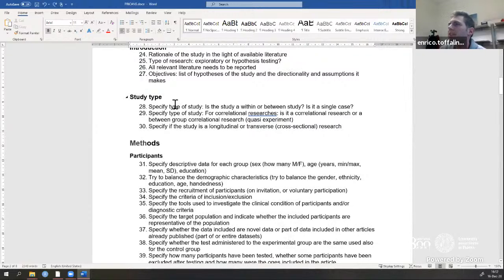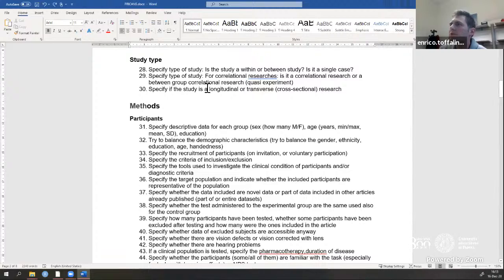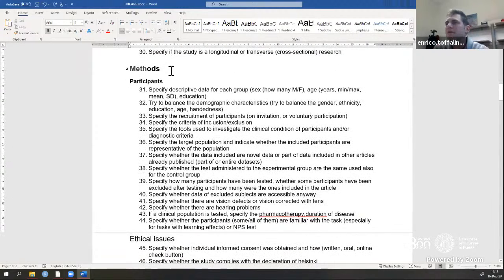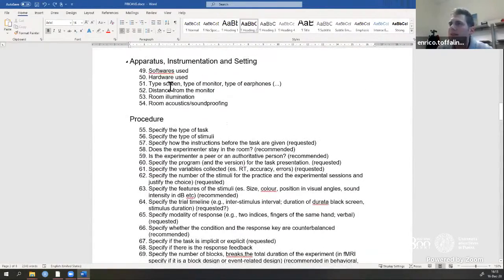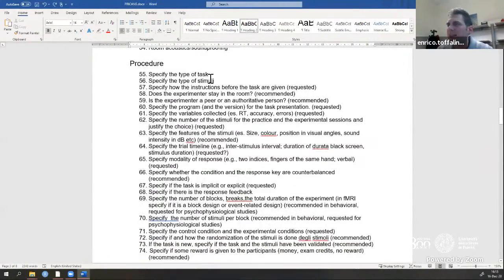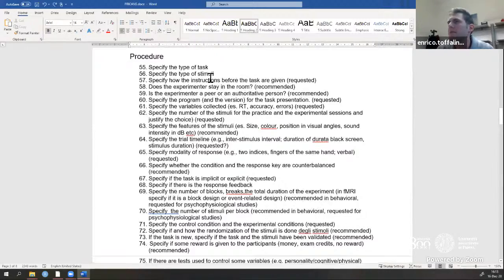The study type, whether it was correlational or experimental or a quasi-experiment, whether it was longitudinal or cross-sectional. This is again obvious, but it's important to report. A series of specifications about the participants. For example, here we have a lot of items, but again, these are all proposals, and then we will have to select which are most important according to the experts. For example, the demographic variables, the characteristics, and how the participants were recruited, and so on. Also a few items about the ethical issues, and then several items about the instrumentation, the procedure, the stimuli, the specific characteristics of the stimuli, and so on.